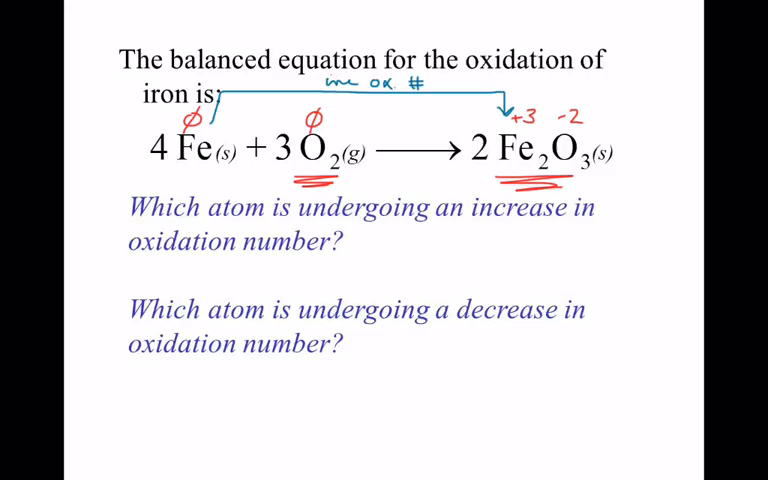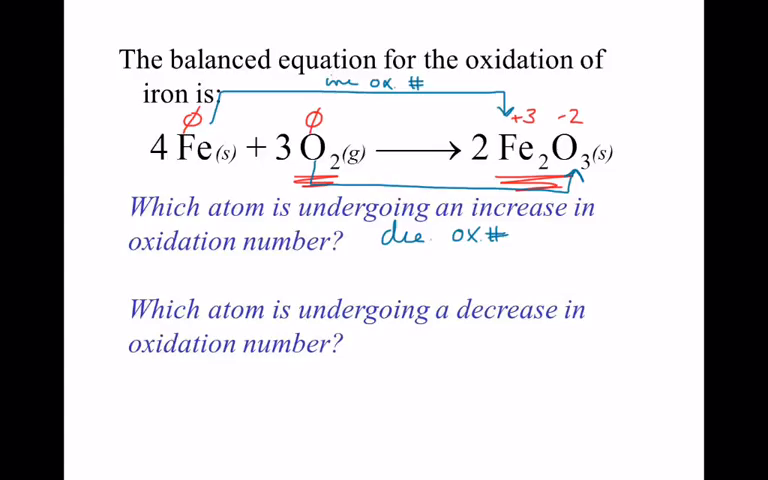Okay, and let's draw an arrow from the oxygen on the reactant side to the oxygen on the product side. So it's going from a 0 to a -2. So what do you think? Is its oxidation number increasing or decreasing? Decreasing, yep. Decreasing oxidation number. So that oxygen must be being reduced, and we have all these things associated with that.